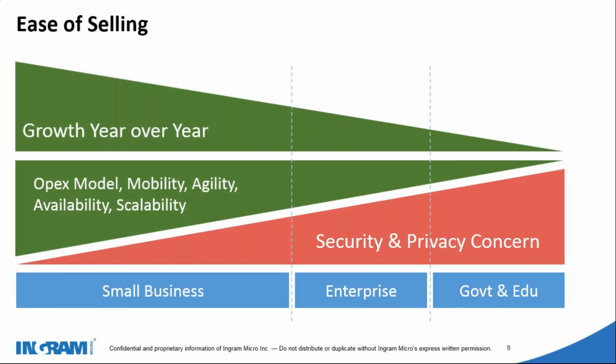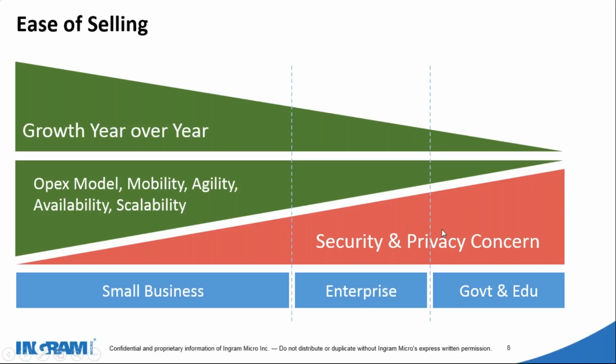Another important slide, which I think makes a lot of relevance in this part of the world and anywhere in the world, is to understand which segment is easy to sell cloud to. Small business is the segment where, if you see this slide carefully, the red piece is the security and privacy concern. Who has the maximum concern on security and privacy? It's the government sector.